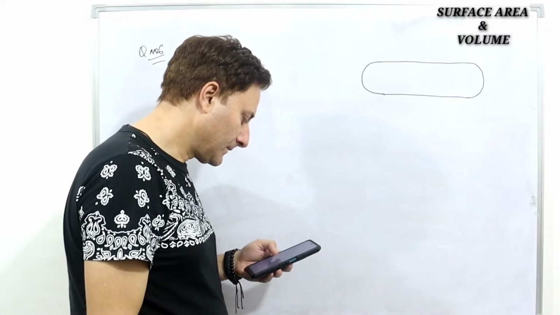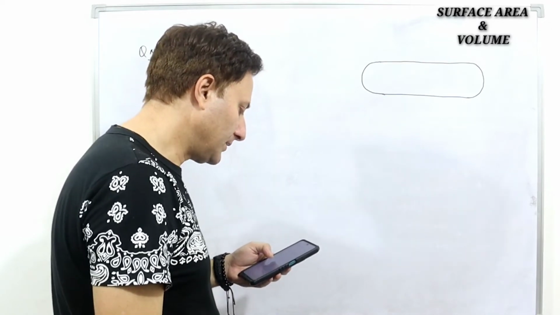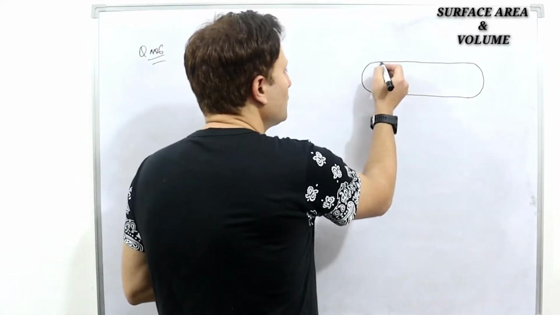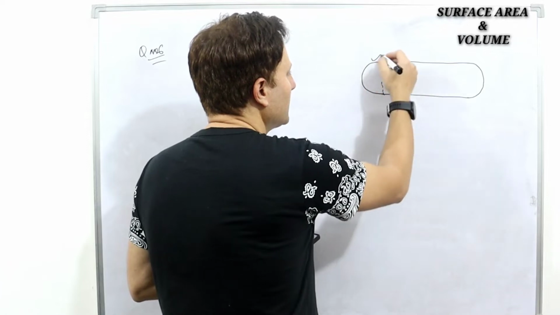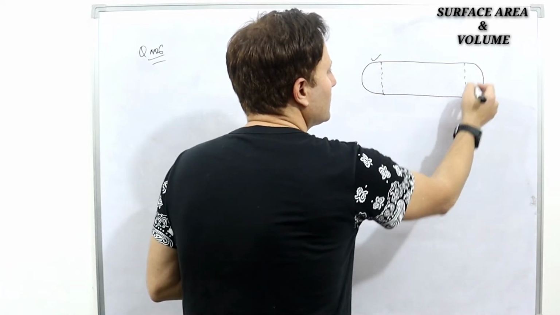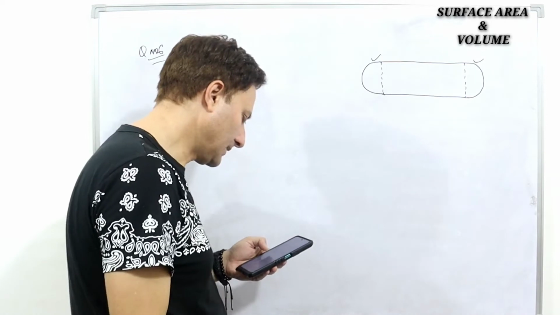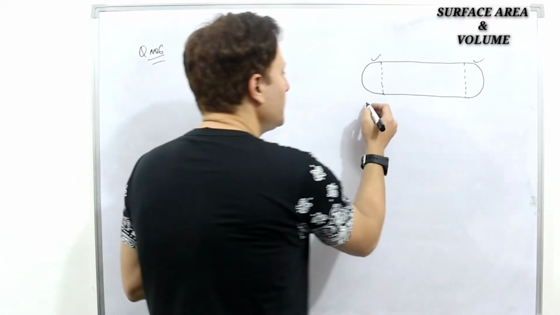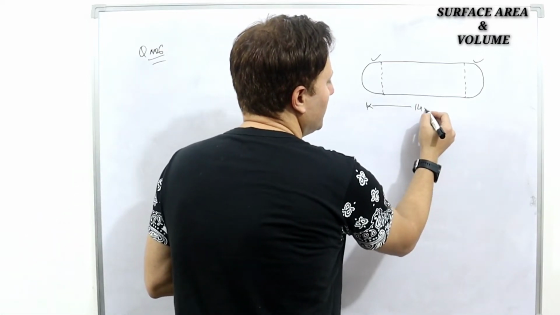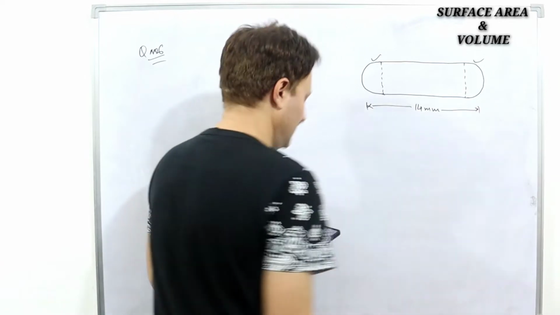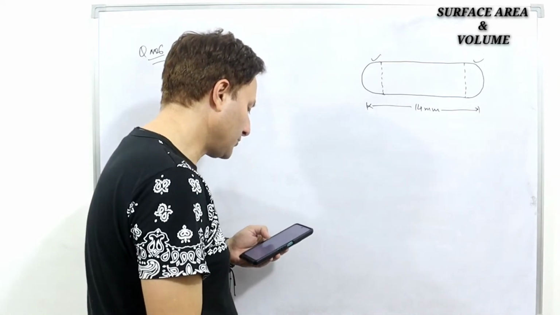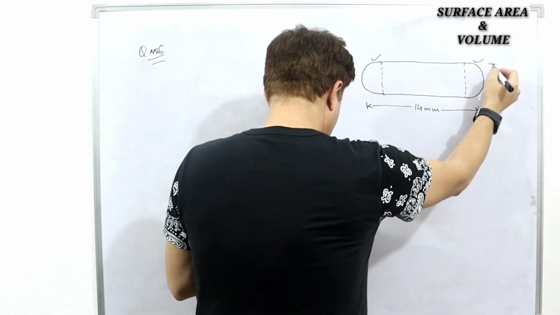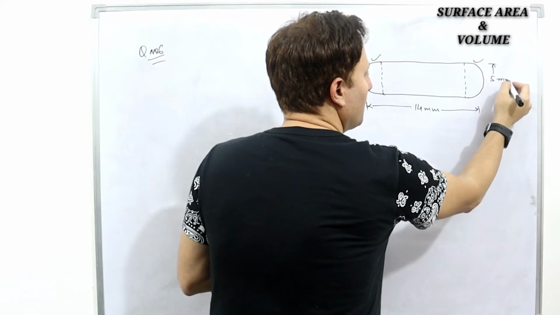Now what does it say? It is in the shape of a cylinder with 2 hemispheres stuck to each of its ends. So we have 2 hemispheres. Let this be the first hemisphere and this be the second hemisphere. Now what does it say? It says the length of the entire capsule is 14 mm. So this is 14 mm. And the diameter of the capsule is 5 centimeter. So is this 5 centimeter? It is again millimeter, 5 millimeter.